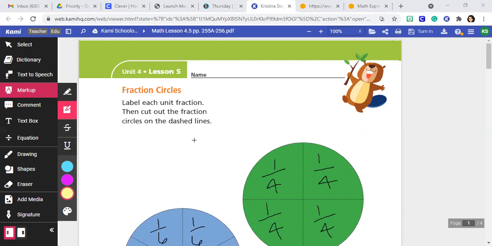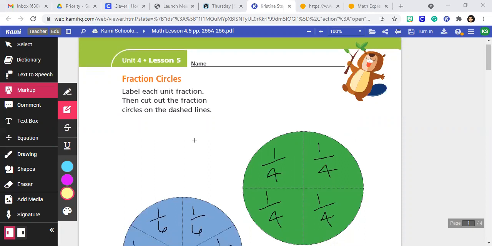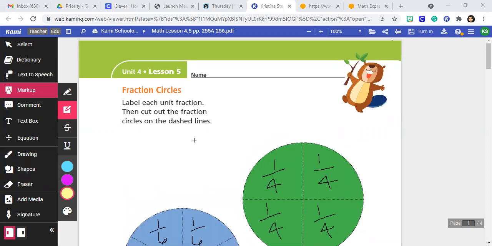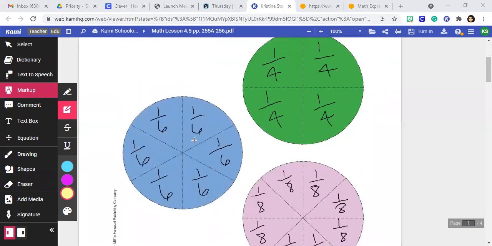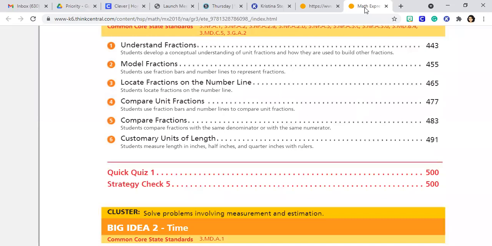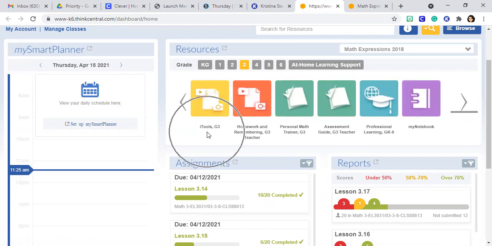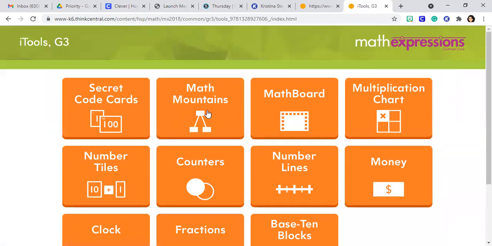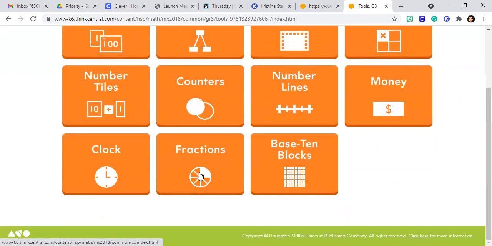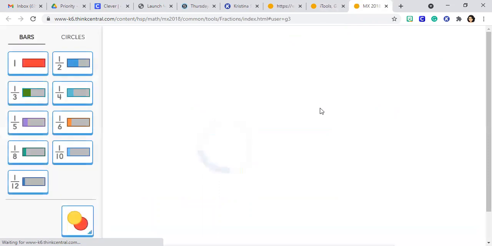If you do not have scissors available to cut out the fraction circles that are on page 255A, you also have the option to use the eye tools. So the eye tools for grade 3 are found in your library. This is the teacher screen, so yours looks a little bit different than mine. But when you open up the eye tools for grade 3, double check that it says G3 for grade 3. You can see that the fraction option is something that is here and available for you to use. I'm going to open mine up just to have it ready to go.